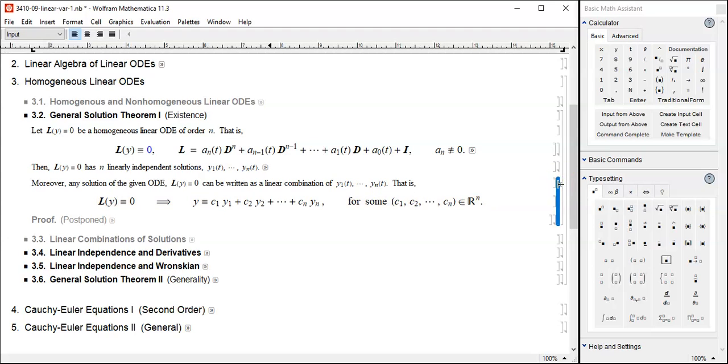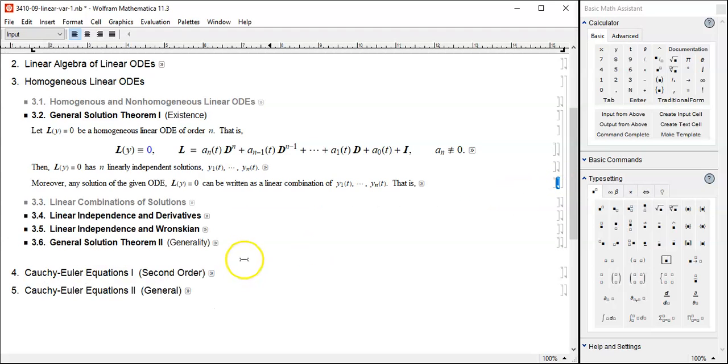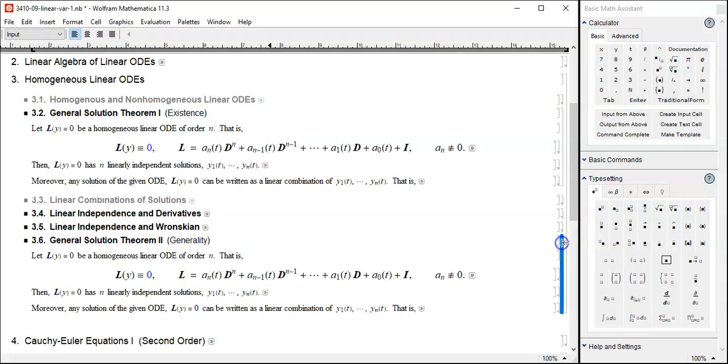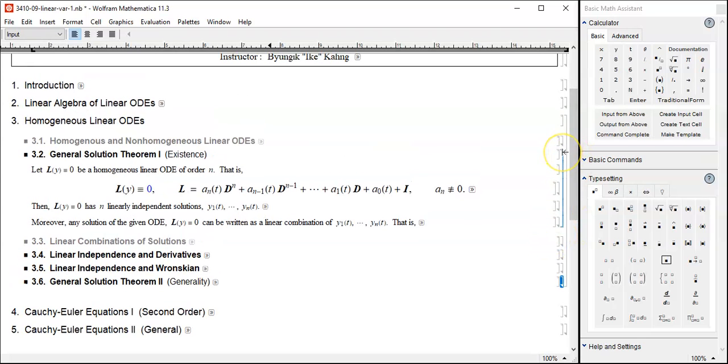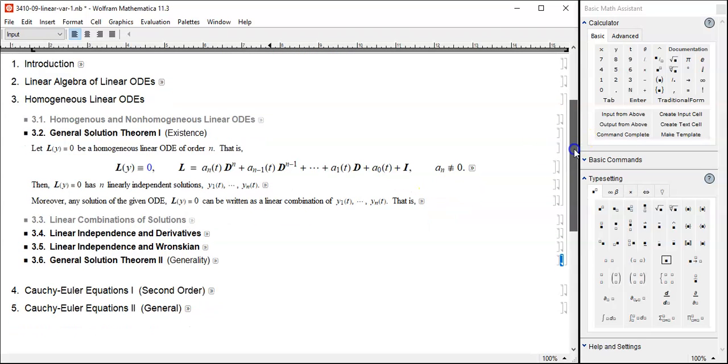Part 2, the generality part, is much harder to prove. So I'm going to revisit it and do that in 3.6. Actually, the statement is the same here and there, except that I discussed only the first half here and the latter half over there. But before even starting the first half, let's discuss why we are doing this. Why in the world are we interested in this general solution theorem?